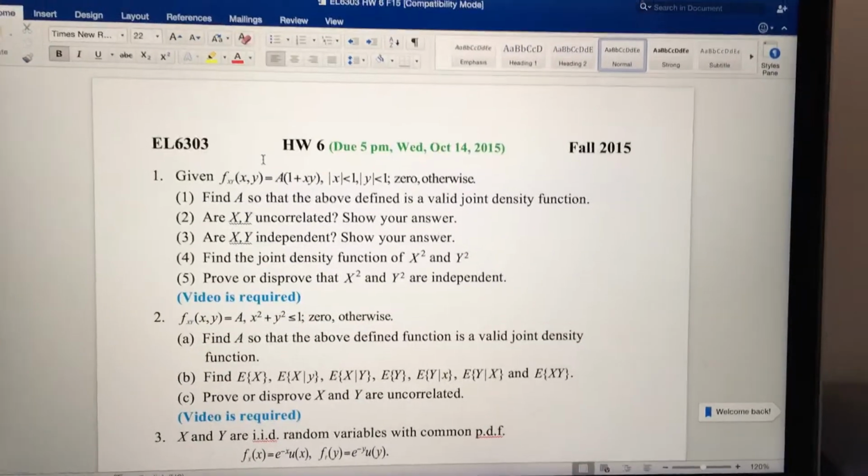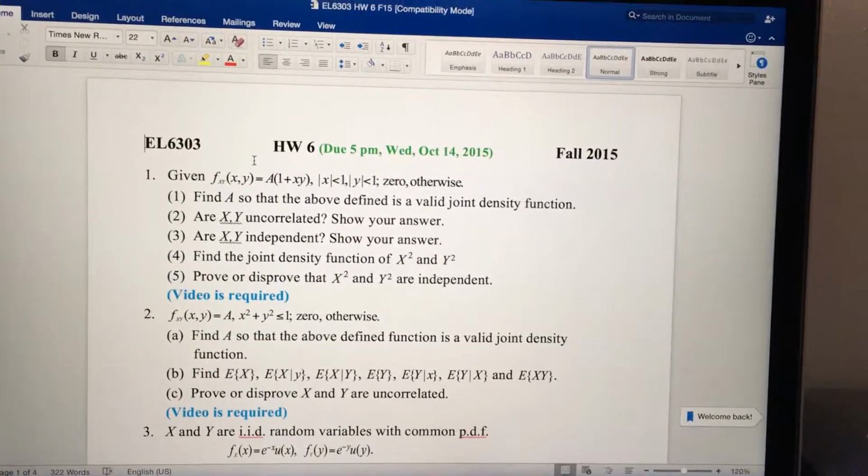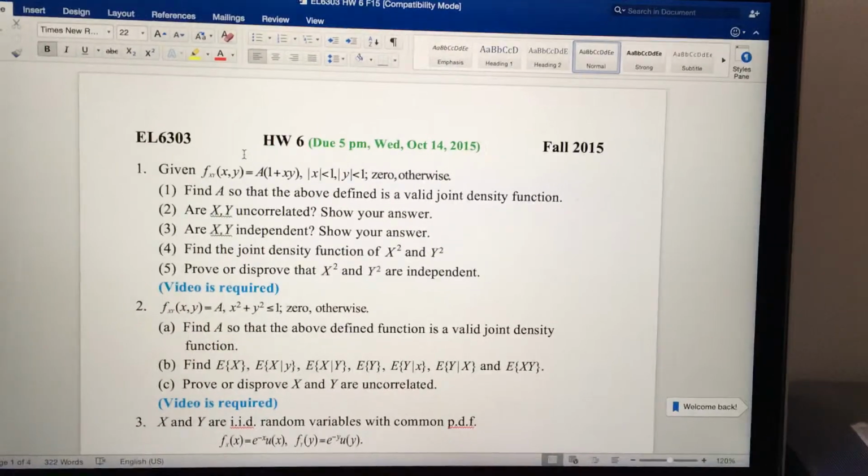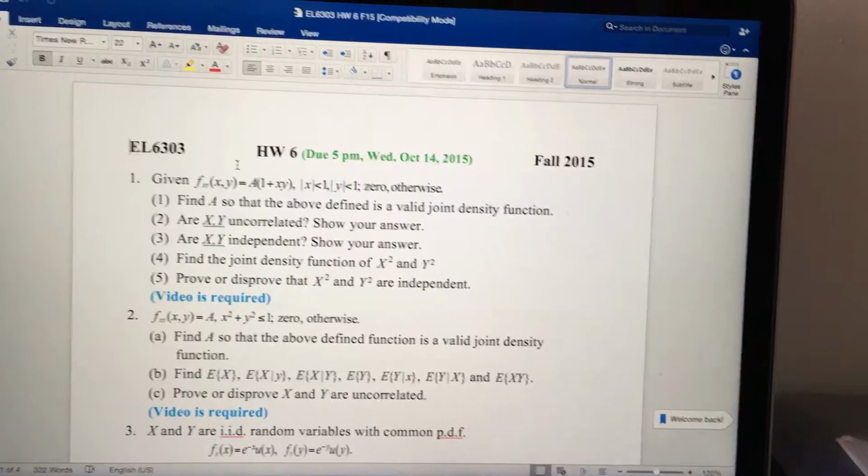Here's the solution to question 1 of homework 6. Look at question 1. There are 5 problems to solve. Let's begin the first problem.